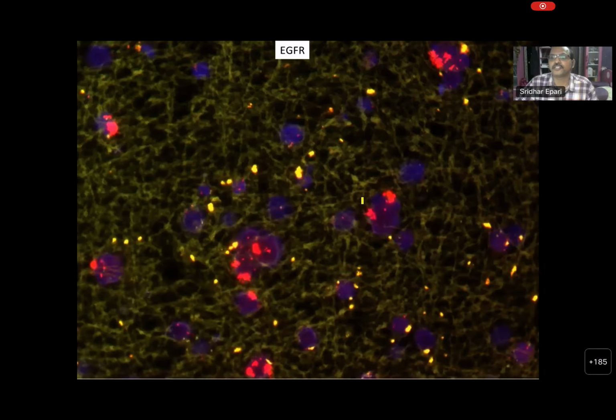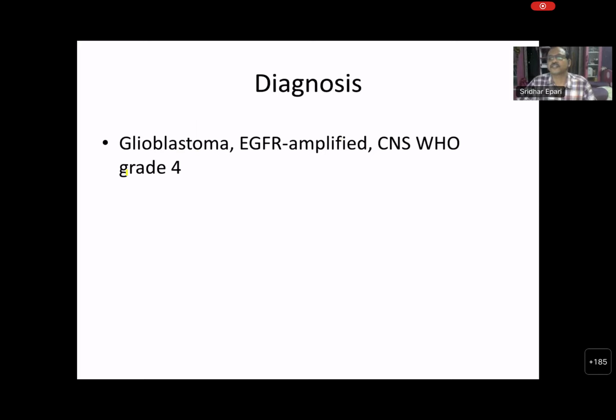Because it's a lower grade histology, you did some additional markers: EGFR amplified. So your diagnosis is glioblastoma, and we can bracket it, you can put it as EGFR amplified, CNS WHO grade 4. This is one of the examples where histologically you have not got features of grade 4, but molecularly you showed the features of grade 4. This is what I meant to say by histogenomic classification, right?